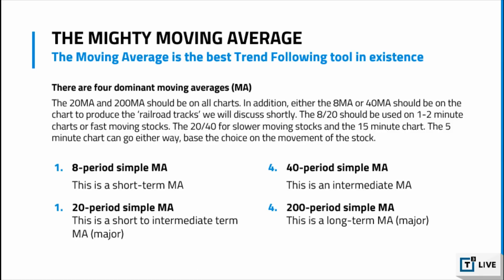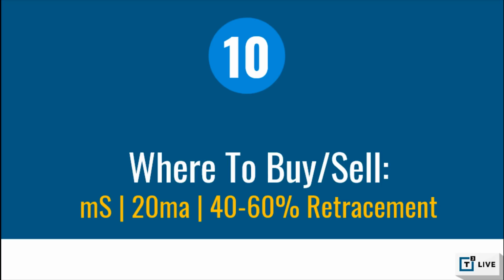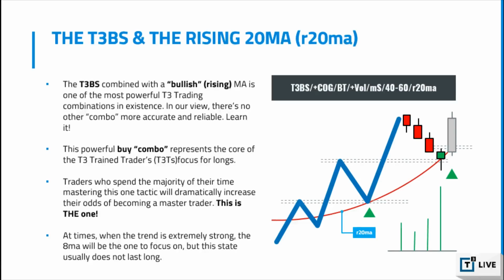When it does, close your eyes and play that stock, buy it. Where do you buy it? This is what we've been talking about the last couple of weeks. You buy it when it pulls back to minor support and/or the rising 20, and/or when it's in the 40-60% retracement range. That's the kind of pattern that we look for.